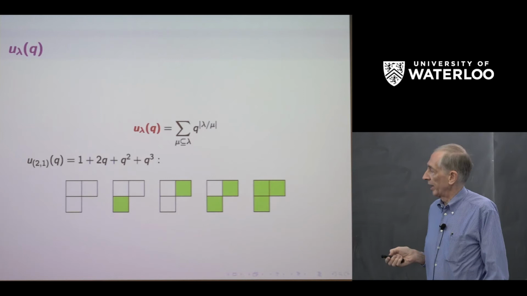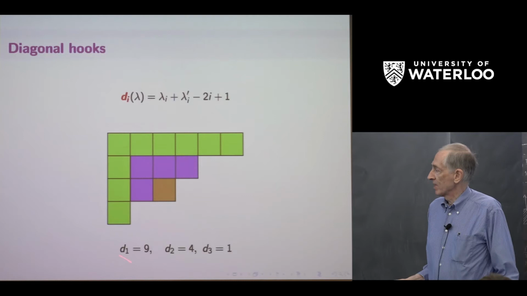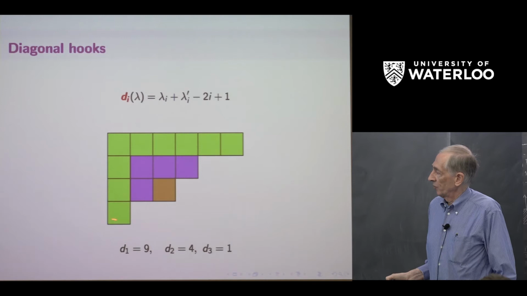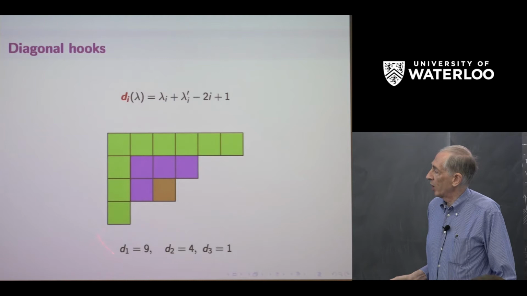Okay, now I need to define the diagonal hooks of my shape lambda. It should be clear from this diagram. The first diagonal hook is everything in the first row and column. Remove it and continue. So the first diagonal hook number, d1, is 9 squares. Then 4 squares in the second diagonal hook, and then 1. And then 0 for the remaining diagonal hooks.